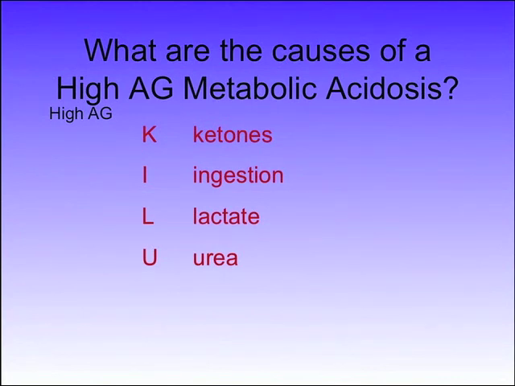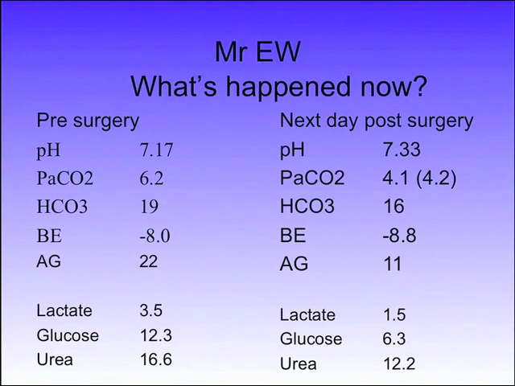So let's go on to normal anion gap. Let's look at what's happened next time. This is the next day for our patient. I've given you the Boston rule. He should be 4.2. He's 4.1. That's great, he's perfectly on it. He's had his surgery, and he's now got a base excess of minus 8.8. Are you worried? He was minus 8. Now it's minus 8.8. He's getting worse, isn't he? Is he or not?